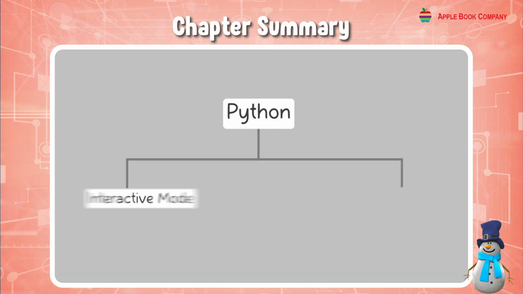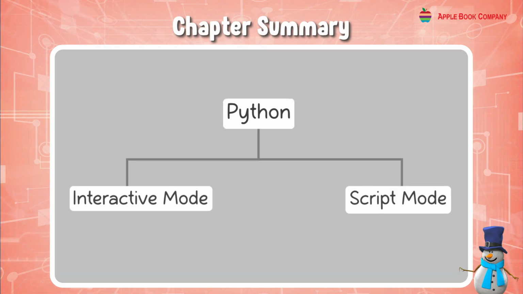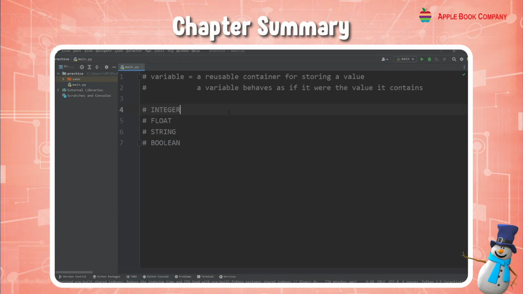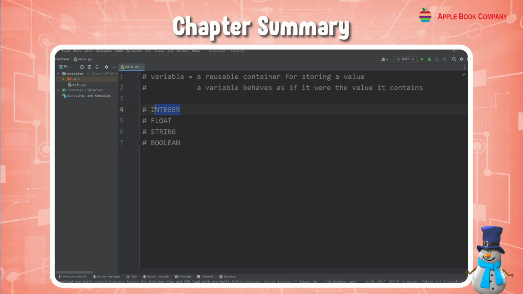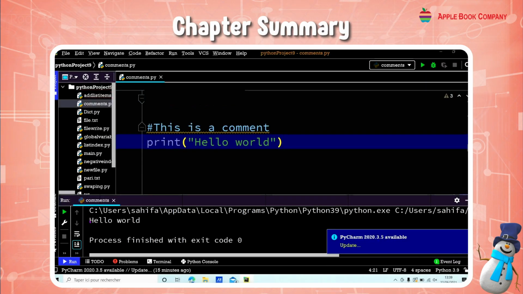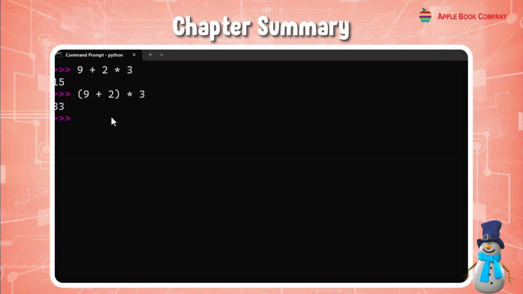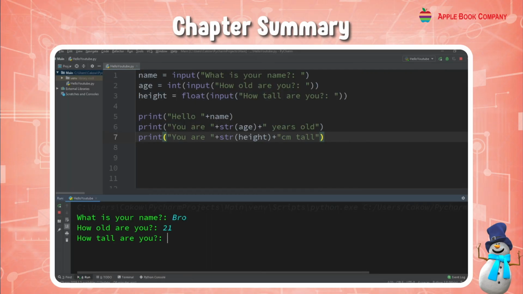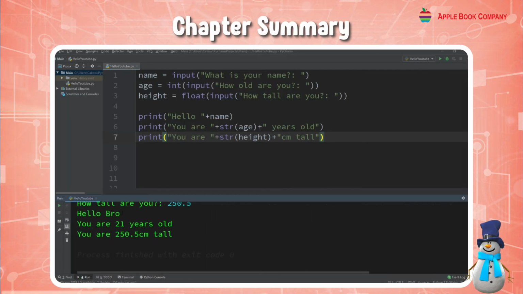There are two modes, interactive mode and script mode. Variables store values and follow naming rules. Data types include integers, floats, strings, and booleans. Comments help explain code and are ignored during execution. Operators perform calculations and comparisons in programs. The input function allows programs to receive user input.